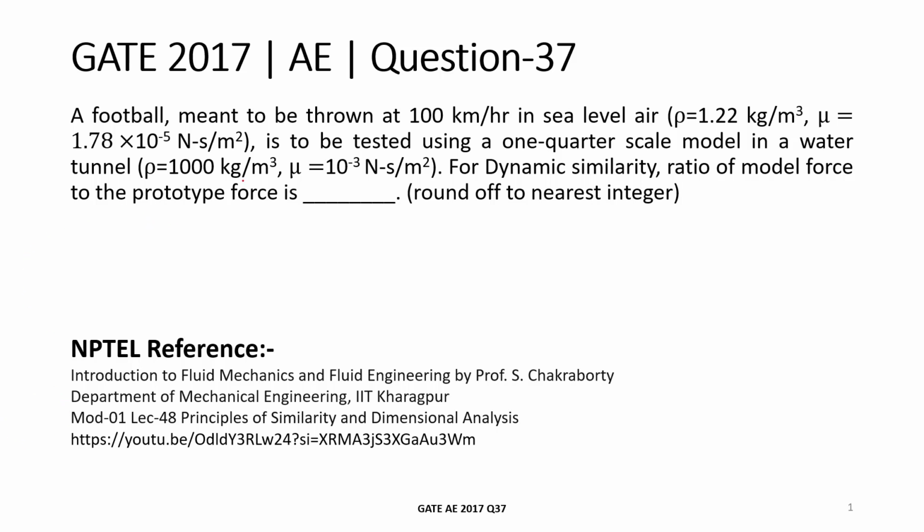A football meant to be thrown at 100 km per hour in sea level air, density equal to 1.22 kg per meter cube, viscosity equal to 1.7 into 10 power minus 5 Newton second per meter square, is to be tested using a 1/4 scale model in a water tunnel. Density equal to 1000 kg per meter cube, viscosity equal to 10 power minus 3 Newton second per meter square. For dynamic similarity, the ratio of model force to prototype force, rounded up to the nearest integer, is to be found.